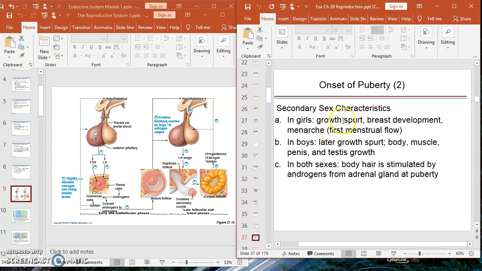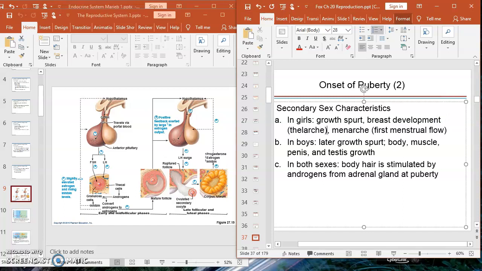So the secondary sex characteristics in girls would be due to this 17 beta estradiol, breast development, menarche. Now, breast development, here's a term that I'm going to introduce, is called thelarchy. Thelarchy. Menarche is the first menstrual period.